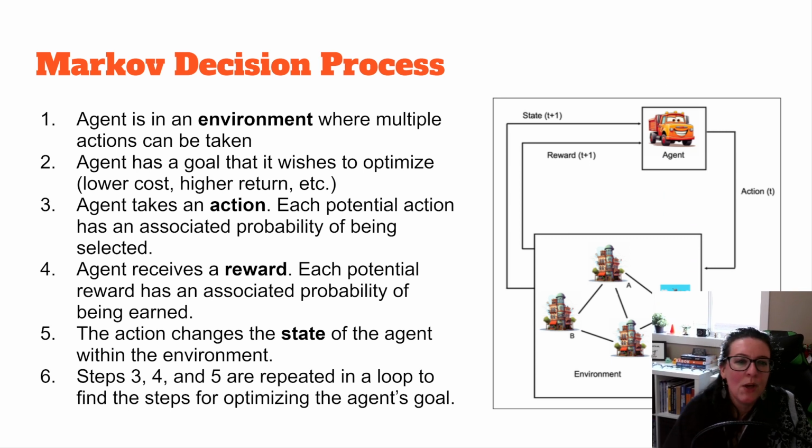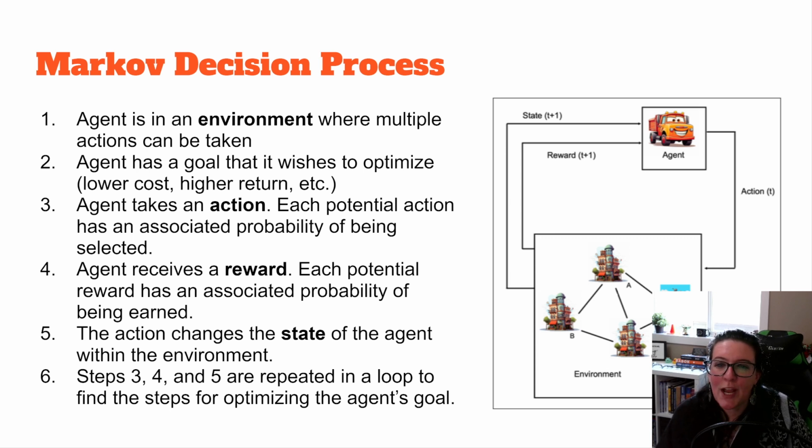Okay. So the agent has a goal they wish to optimize: lower cost, higher return, more profit, something they're trying to optimize. And they take an action. So in this case, they can move from home to location A. Each potential action has an associated probability of being selected. And so we can change the weights. Are they more likely to go one direction versus another? Or are they all equally likely? If that truck goes to location A, they receive a reward. And each potential reward has an associated probability of being earned, right? So each location has a different reward and a different probability attached to it.